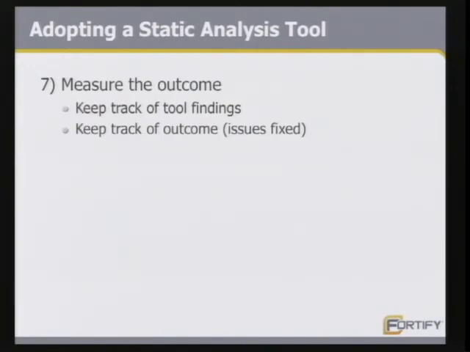So we talked about defining a gate, making goals explicit up front. In order to determine whether you've reached those goals, you need to be able to measure the effectiveness of the process and the tool. So come up with reasonable metrics. Don't just measure what the tool found. I think more importantly, measure which of those things got fixed. How long did it take to fix them?